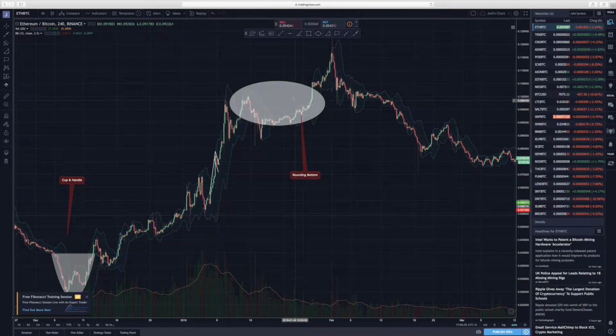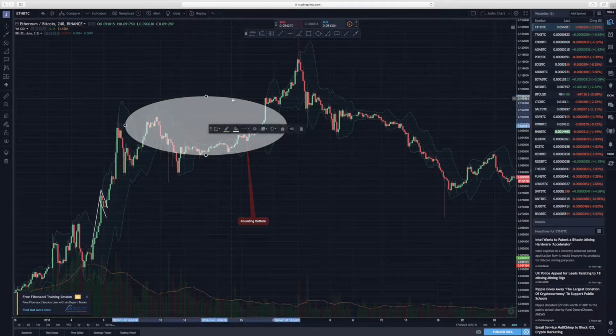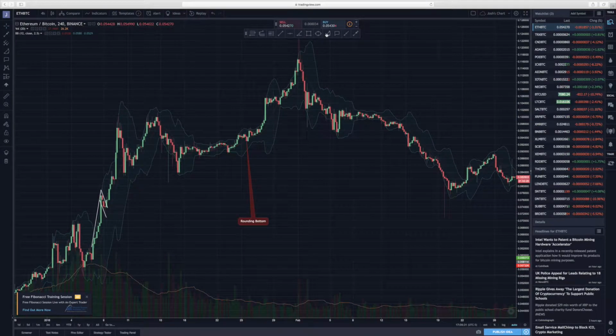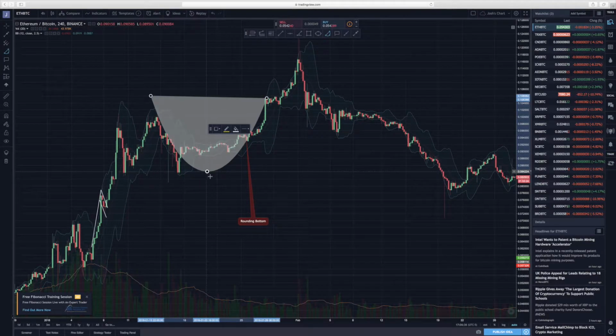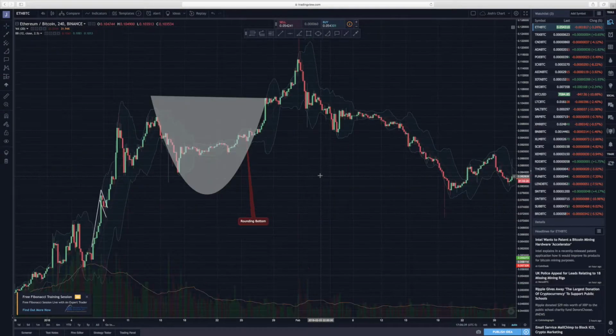Look at a rounding bottom now. So here with this rounding bottom, you can see this is a little bit more even. If we were to give it this right here, it's not too bad of a difference between these two supports. This support is not more than 15% lower than this support, I'd say. So you see it does the rounding bottom formation.